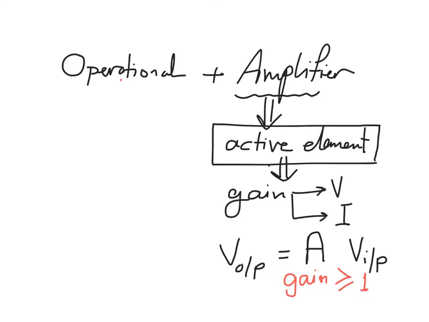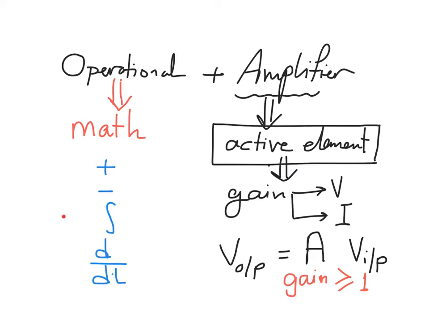The other word, which is operational, was first meant to express some mathematical operation. The basic mathematical operations using this operational amplifier were addition, subtraction, integration, and derivative. So all of these mathematical operations could be considered some basic operations of the operational amplifier, or simply the op amp.